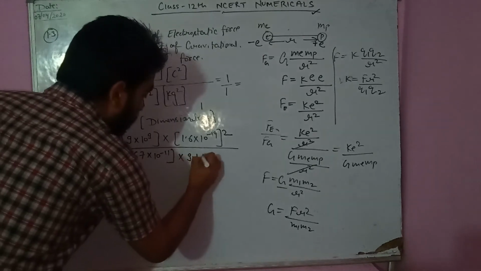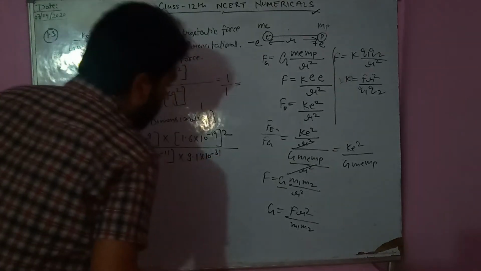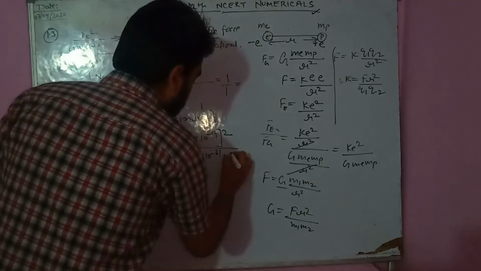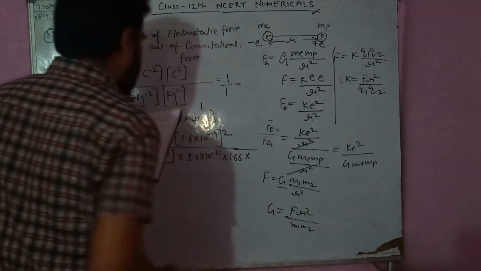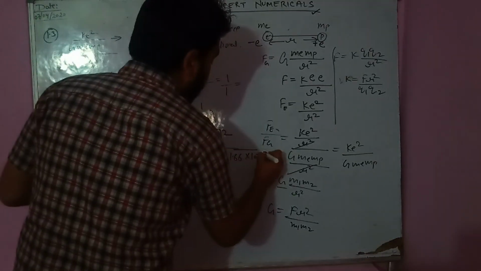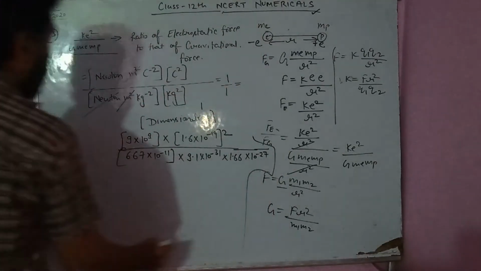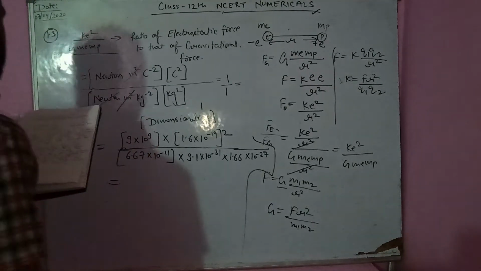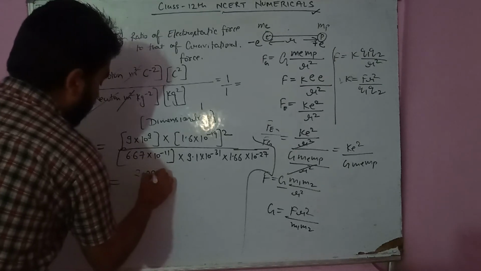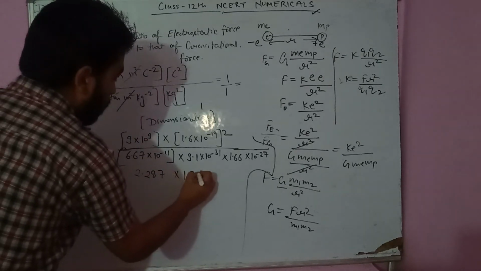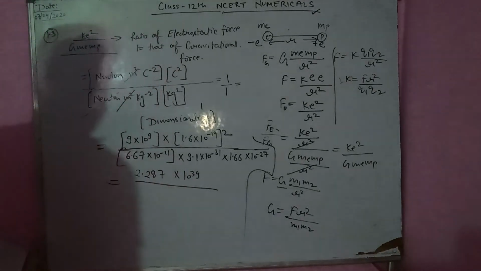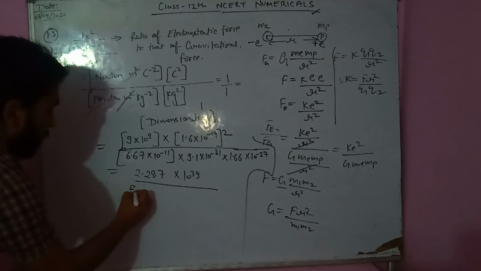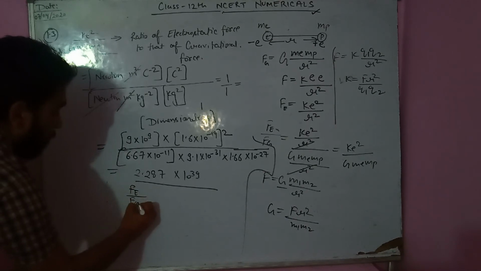The mass of the electron is 9.1 into 10 power minus 31. You already have studied this. And the mass of the proton is 1.66 into 10 power minus 27. If you solve this whole ratio, k e square upon G Me Mp, you are going to get 2.287 into 10 power 39. Now students, this is the ratio of two quantities, electrostatic force divided by gravitational force.